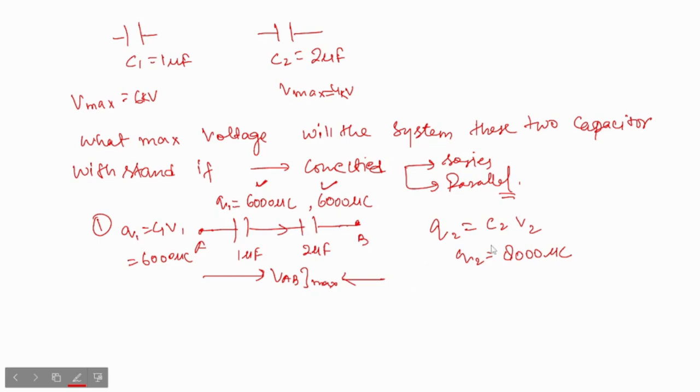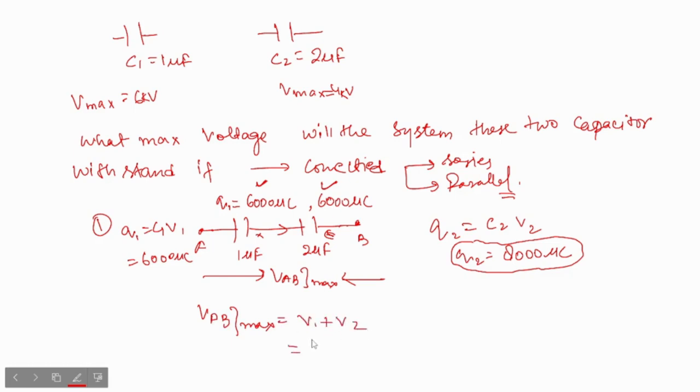If you ask why we have taken 6000 microcoulomb, let's say we take 8000 microcoulomb, then we also need to give C1 8000 microcoulomb, but it cannot withstand that amount of charge. That is why the charge on the second, 2 microfarad capacitor will also be 6000 microcoulomb. So VAB max will be V1 plus V2.